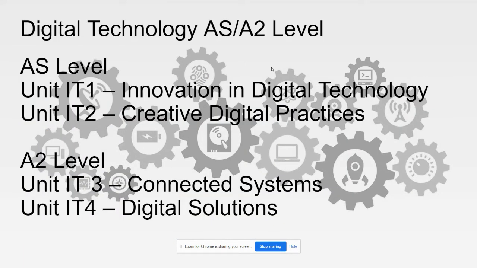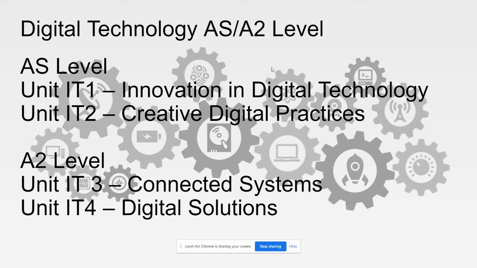The qualification is split into 4 units over the course of your Key Stage 5 studies. At AS level, there is Unit 1, Innovation in Digital Technology. This is half of the AS course and therefore 20% of the overall qualification, and it consists of a 2-hour written examination. Then there's AS level Unit 2, Creative Digital Practices. This is non-exam assessment, so it's coursework, and it's based around games development.